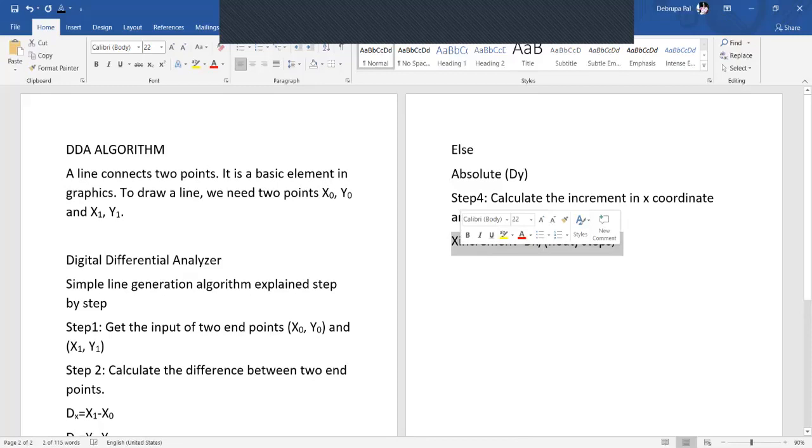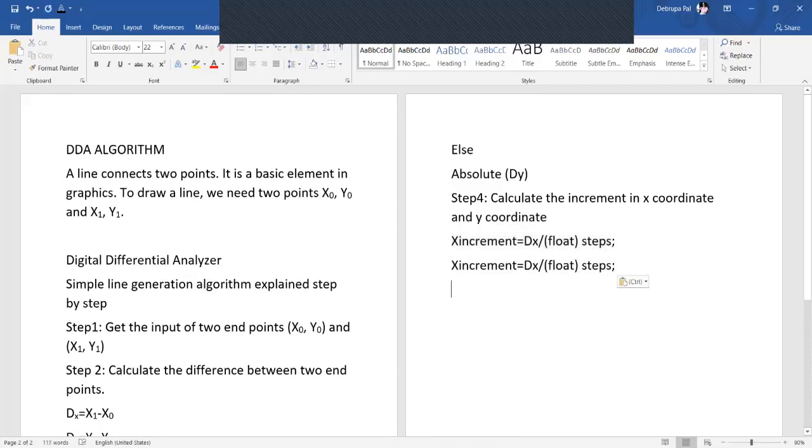Similar thing we will write for y increment. Similar thing we will write in the case of y increment also. Like y increment is equal to dy by float steps.